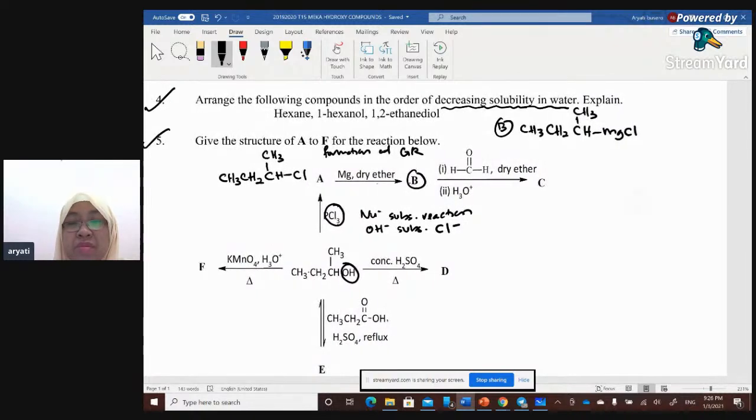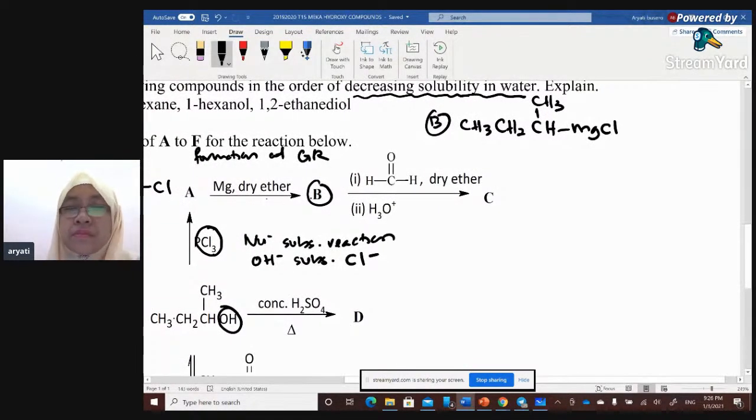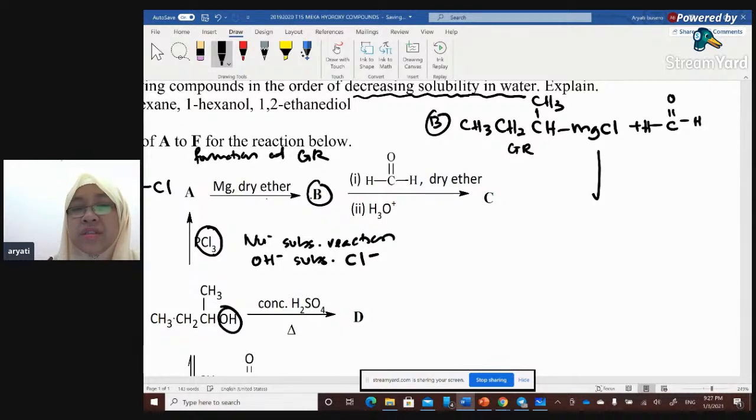Okay, daripada kamu instead of nak buka kamu punya reaction map. So this is Grignard reagent. Grignard reagent react with methanol, C double bond O, H, H. So kita in dry ether. Okay, kalau Grignard reagent dengan methanol, dia mesti jadi primary alcohol.